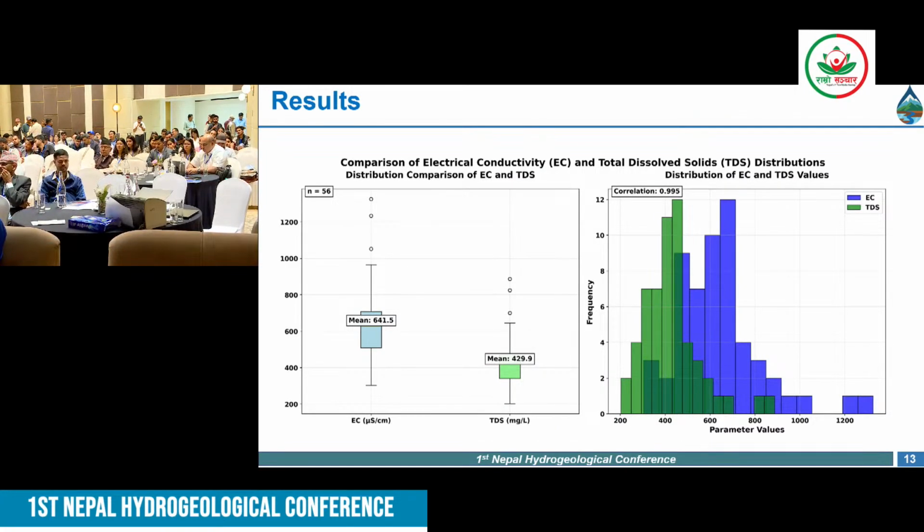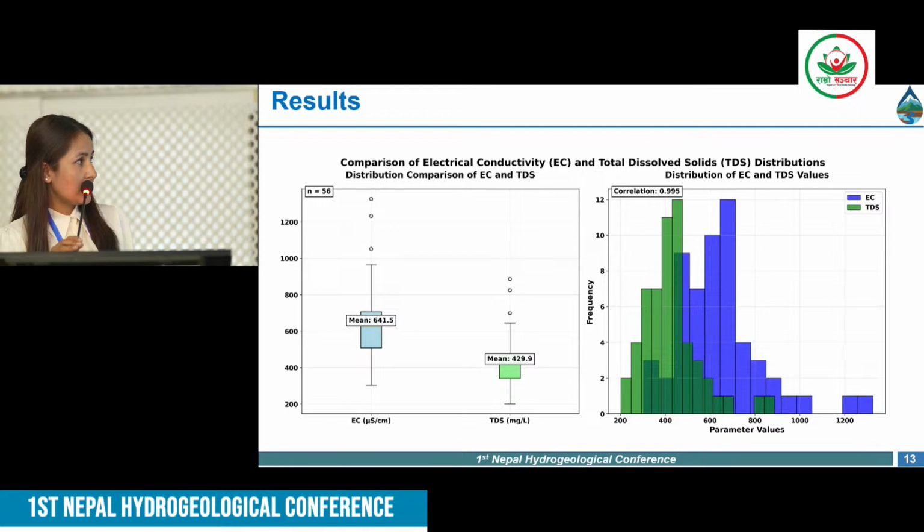Moving towards this slide, it represents the comparison of electrical conductivity and total dissolved solids. The first figure represents the comparative analysis of TDS and EC. Here we can see that TDS and EC have a linear relationship with each other.